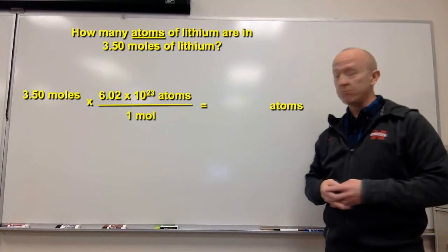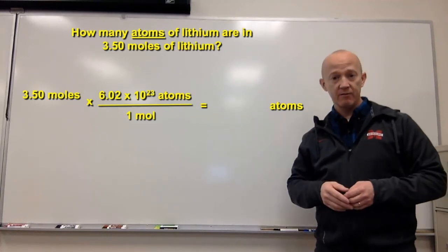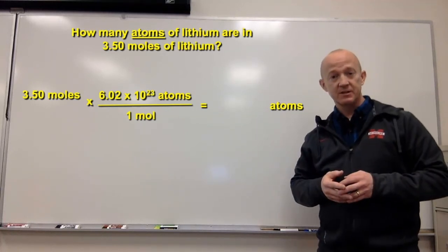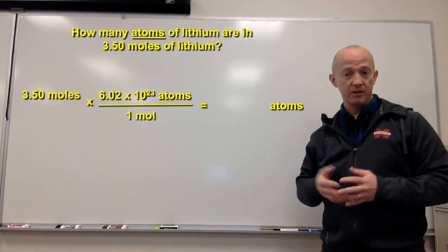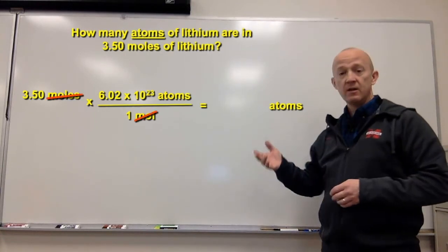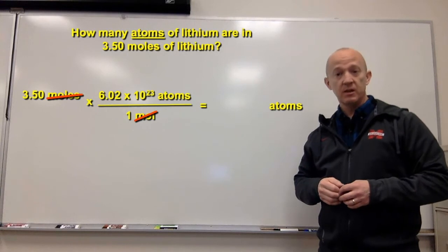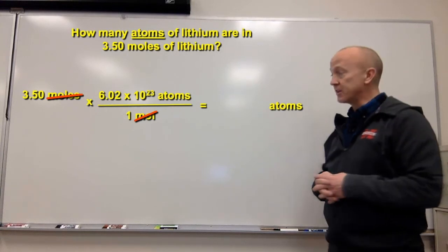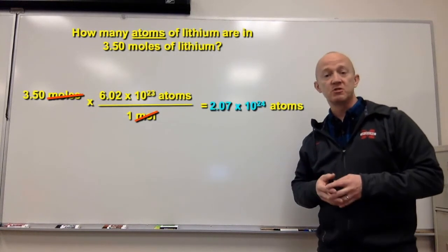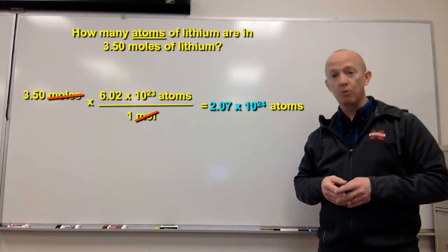That means that we'll end up multiplying the moles that we have by Avogadro's number to get the actual atoms of lithium. When we arrange it this way, the mole units cancel and we're left with atoms. Performing the calculations, we have 2.07 times 10 to the 24 atoms.